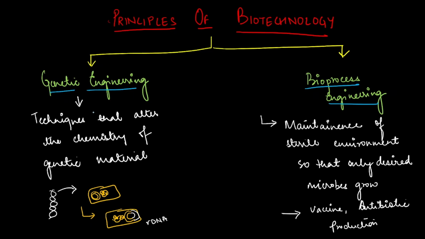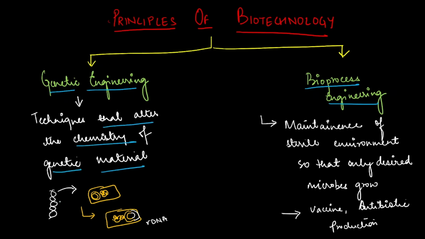Any genetic material which is naturally provided, if we take out that genetic material and make some changes, either by addition of foreign materials or by introduction of genes from one organism into another, we call it genetic engineering. So basically it's a technique that alters the chemistry of genetic material.